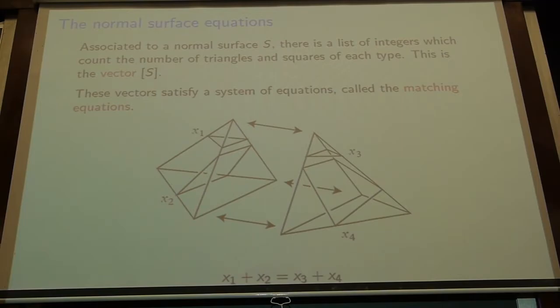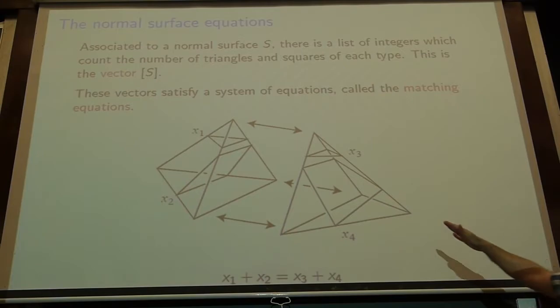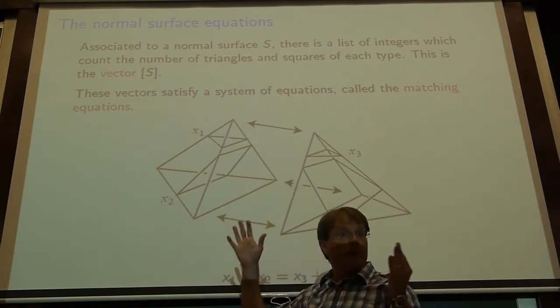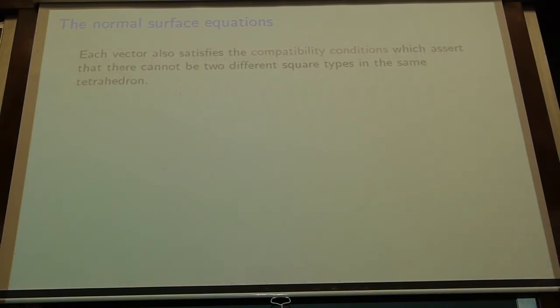And these vectors satisfy some constraints. There are the matching equations, which simply say that if you have a face of your triangulation with tetrahedra on either side, then the normal surface on one side has to catch up with the normal surface on the other to make it embedded. So there's a list of equations that you get. And there are also the compatibility conditions, or the quadrilateral constraints, there are different names, which simply say that you can't have 2 different types of square coexisting inside the same tetrahedron, because that would inevitably make the surface non-embedded.